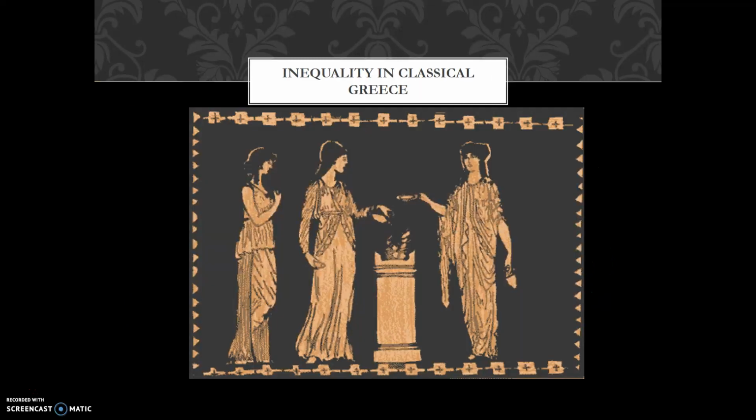All right, inequality. Only free adult males could participate in Athenian democracy. So that's saying that only about 10 to 15% of the population. The Athenians owned slaves. There was almost one in every household, and slaves make up a third of the population in Greece. The role of women varied based on what city-state you were in.